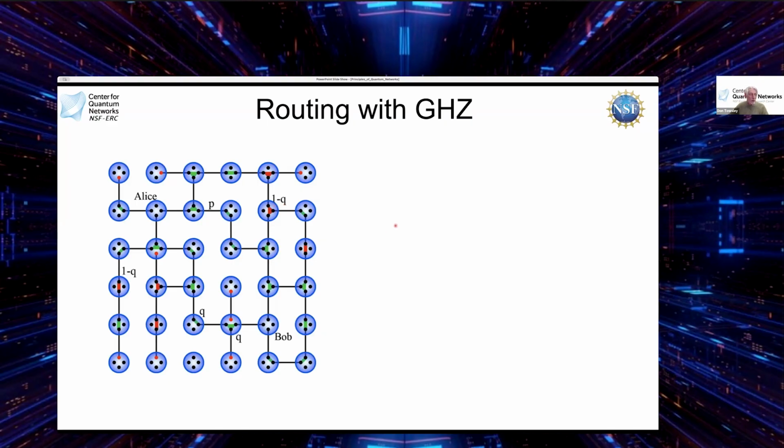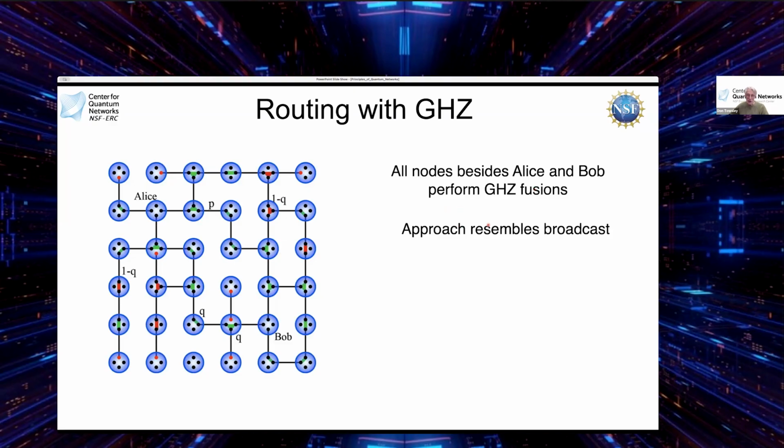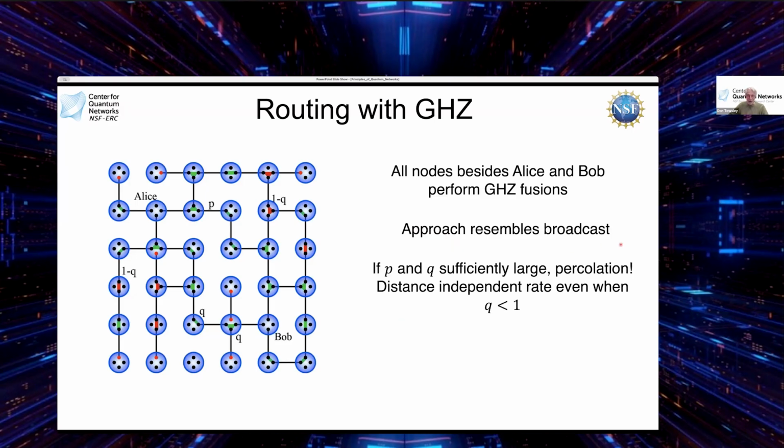And it turns out that when you do that, if all of the nodes perform these GHZ fusions, you get something that looks a lot like broadcast, like from Alice to Bob. And if P and Q are sufficiently large, you get percolation, and with it a distance-independent rate. Unlike the approach I showed you before, you get a distance-independent rate even if your fusion probability, or generalized Bell state measurement success probability, is less than 1.